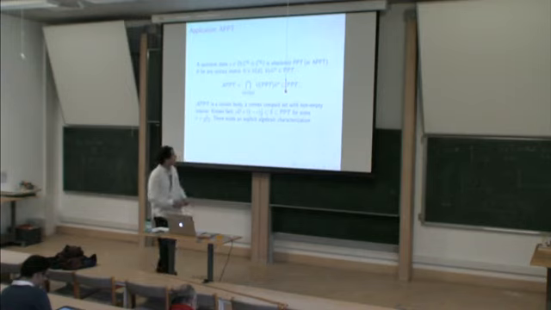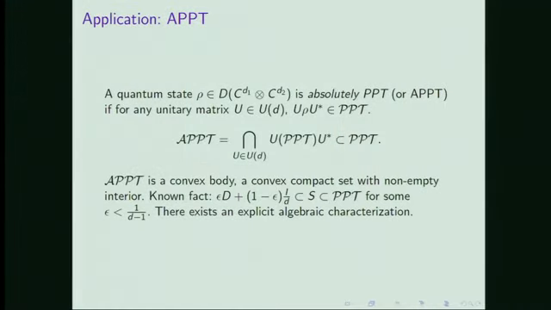There exists a nice explicit algebraic characterization of being APPT, although I'm not going to state it because I want to insist a little bit on the random matrix aspects. Can I just ask, is it obvious that APPT is not empty? Take the identity, of course. Yes, that's what I was thinking first. Thank you.